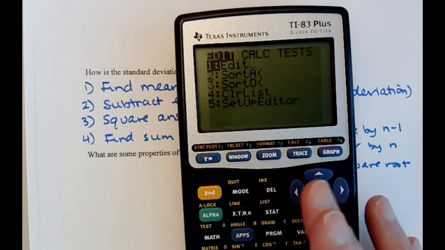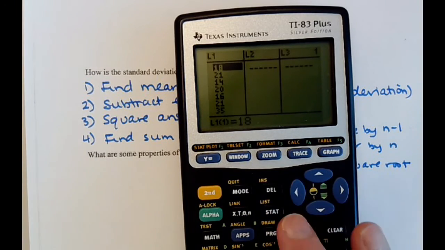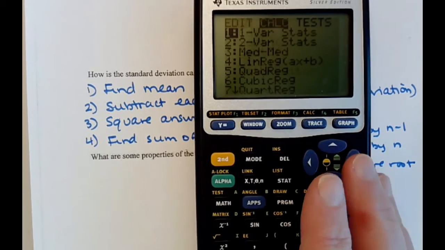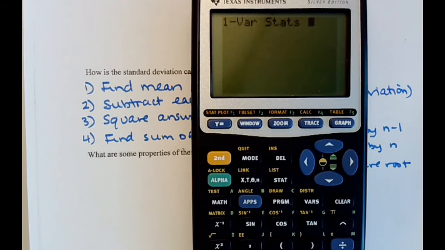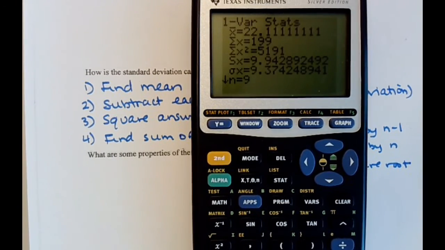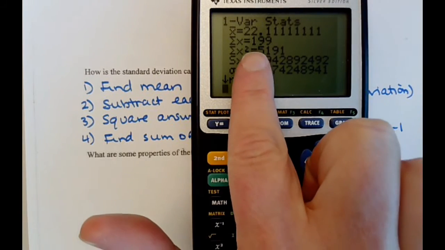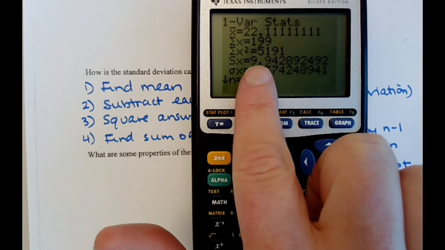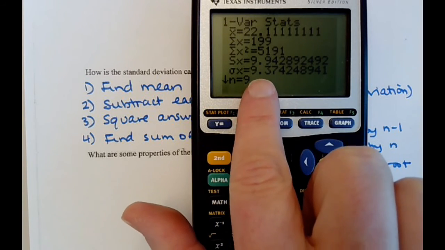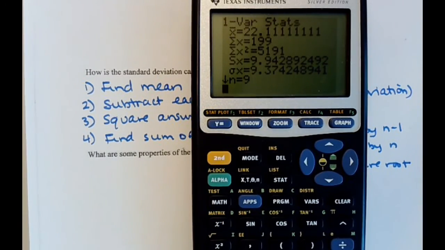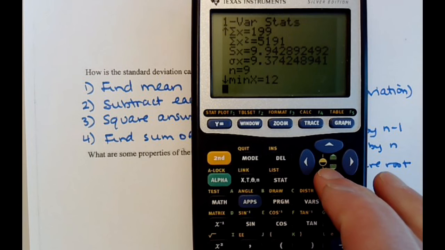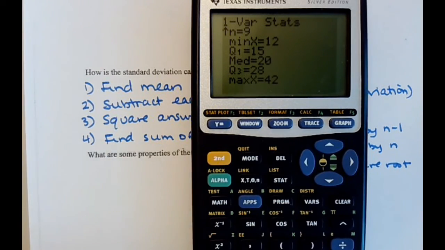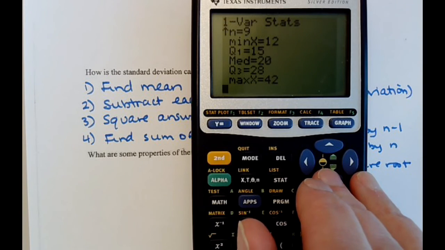After I've done that, so I'm in this list, I'm going to push Stat again, which is right here, go over to Calc, and go 1-Var Stats, Enter, and there's my mean, x bar, 22.1. My standard deviation, because I'm doing a sample, is 9.9. If I wanted a population, it would be 9.4. And that's all there is to it. If we scroll down, we've got our first quartile, our third quartile, our minimum, and our maximum. So we've got our 5-number summary right there.